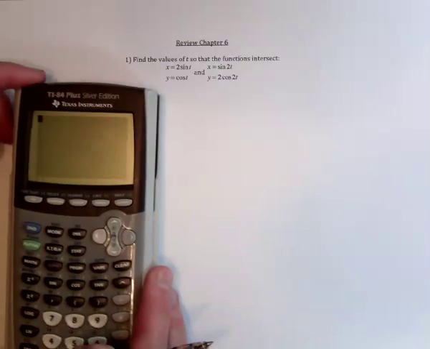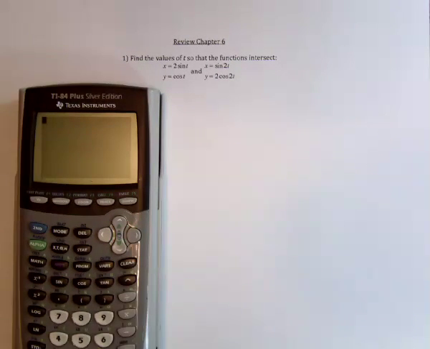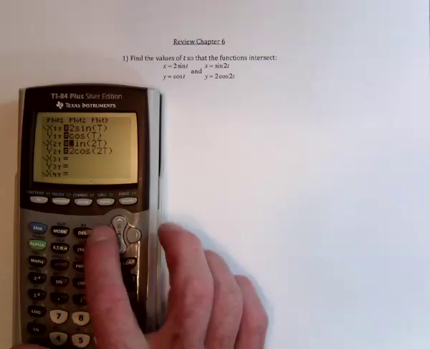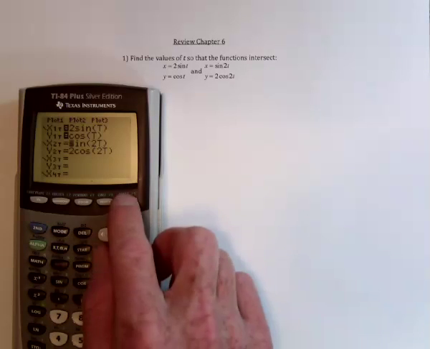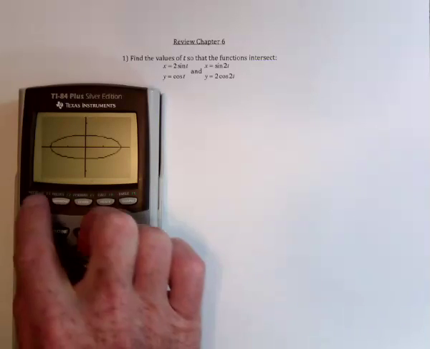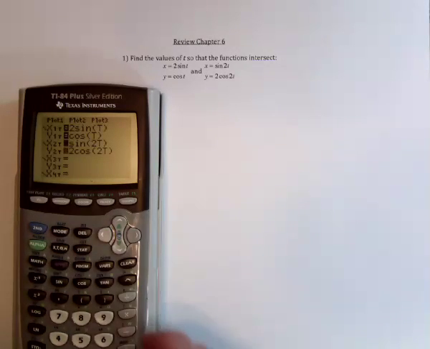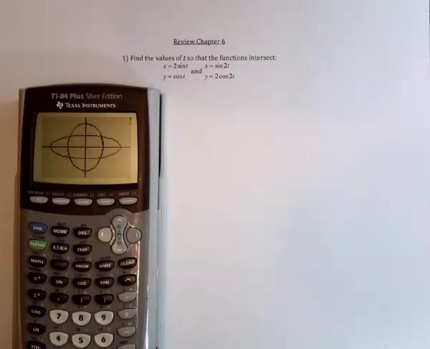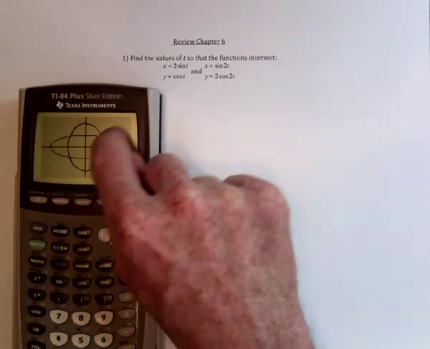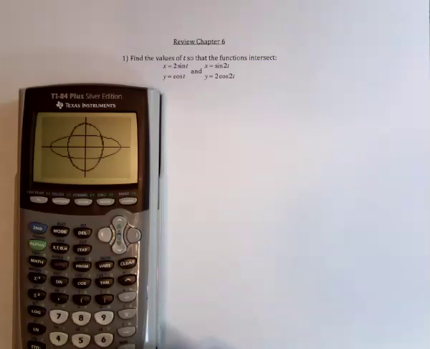This is a very interesting question. When do two parametric functions intersect? So the first thing I'm going to do is take a look at the graph. I've got it in parametric mode, and let me graph the first one first. So it's an ellipse, and the second one is also an ellipse going the other direction. So it looks like there's four places where they intersect. That looks like it would be 45 degrees, which is pi over 4.